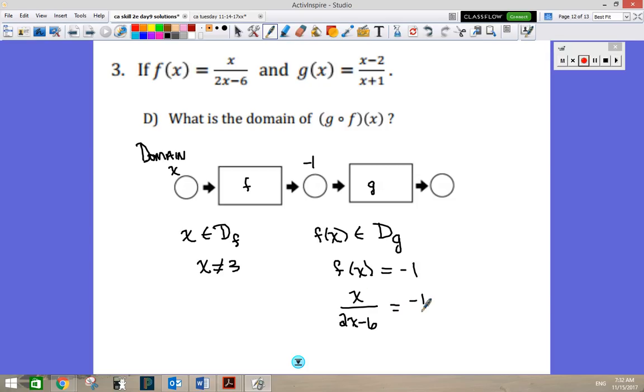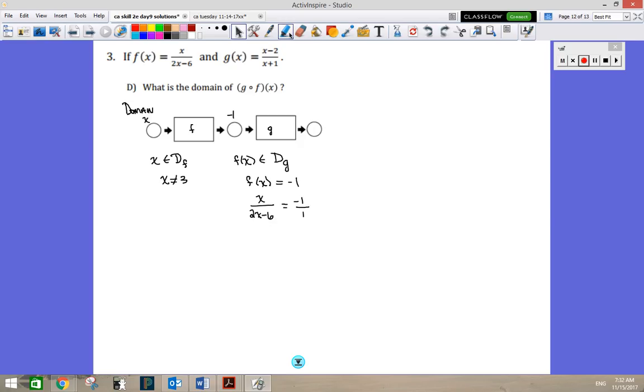If we write -1 as -1 over 1, that's a proportion. And you guys are very good about solving proportions. You know how to cross multiply. You do it very well. So if we multiply along this yellow diagonal, I get x. If I multiply along this green diagonal, I get -2x plus 6. If I add 2x to each side, and if I divide by 3, what does this tell me? This tells me that if we evaluate f at 2, that we get this dreaded -1.